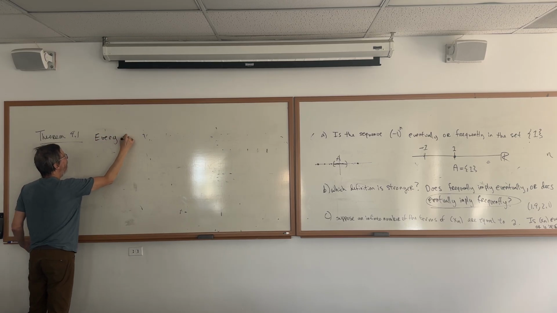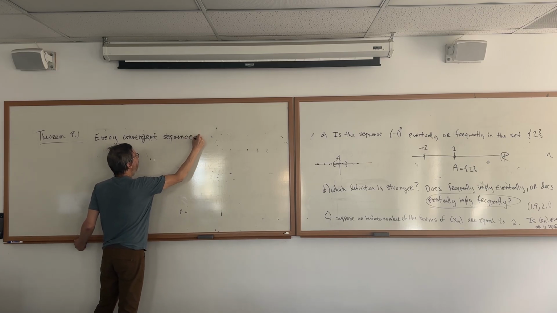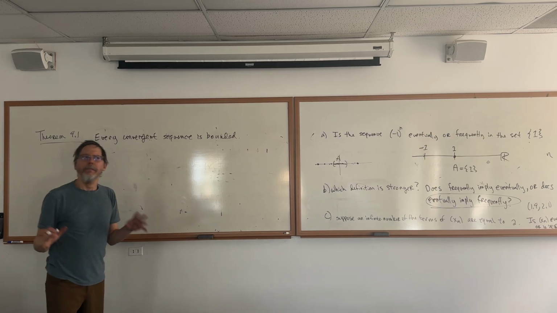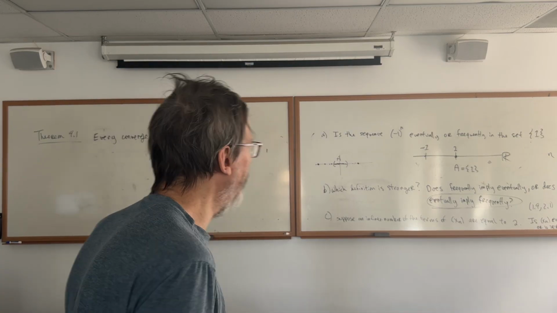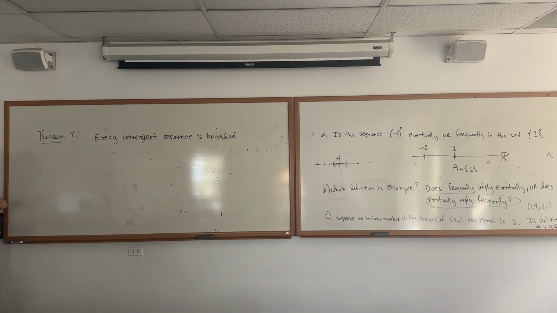Every convergent sequence is bounded. Let's just look at that statement for a minute. If I know a sequence converges, it is bounded. What is the contrapositive of that statement? So the contrapositive, just so we have it here, because it's actually a useful result on its own. Would that be that every divergent sequence is unbounded?